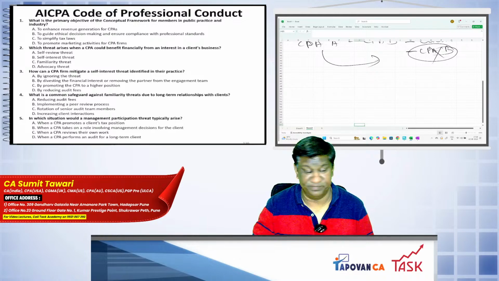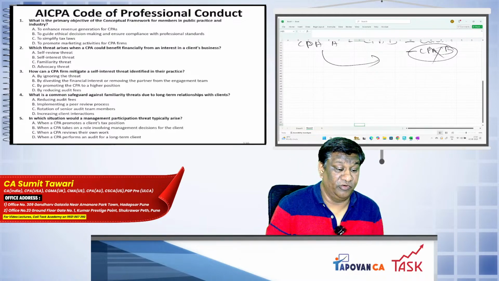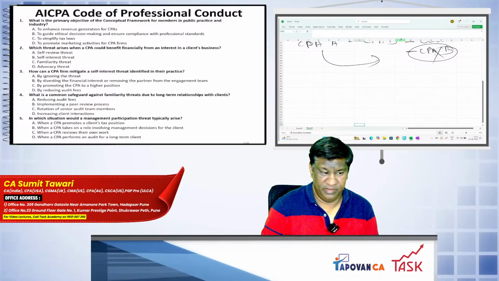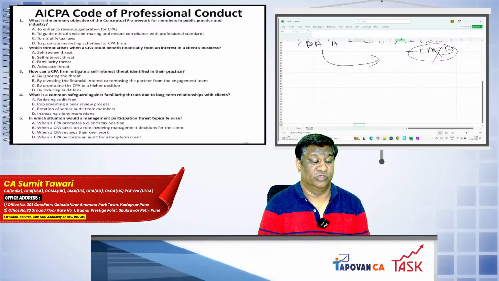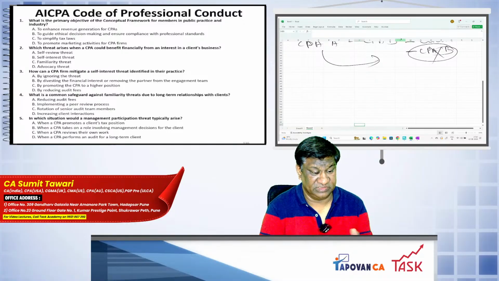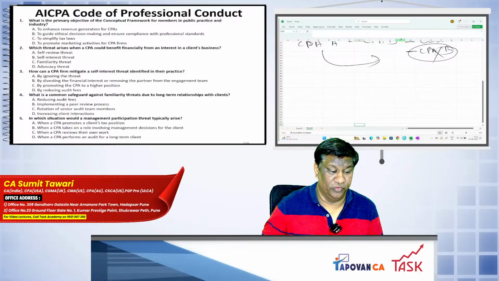Now some example questions and answers. What is the primary objective of the conceptual framework for members in public practice and industry? Option B is the right answer. Question number 2: self-interest threat, option B, correct. Question number 3, we just discussed, option B, correct.